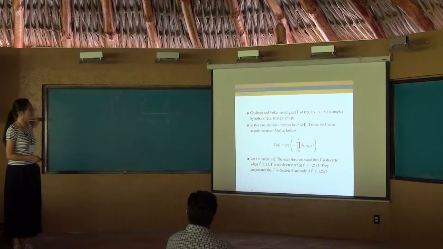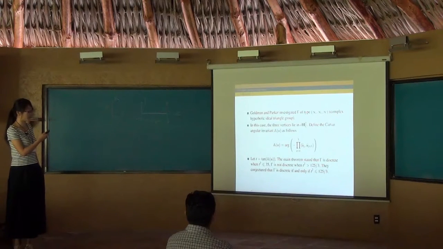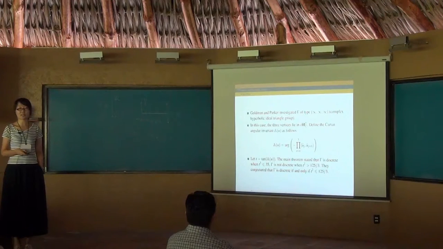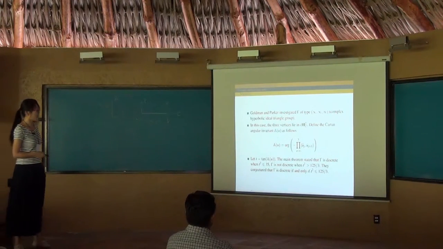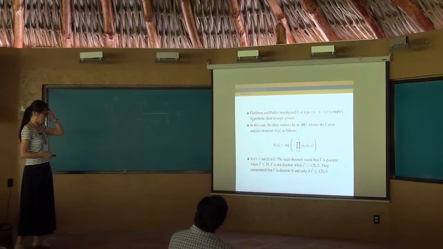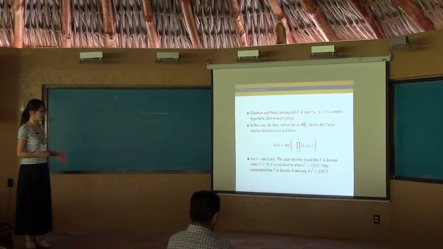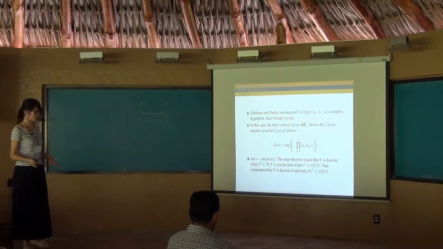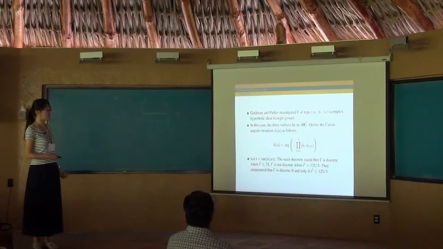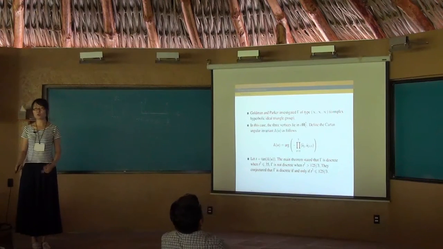And in the complex hyperbolic ideal triangle group, they use the Cartan angular invariant to parameterize this complex hyperbolic ideal triangle group and get the results here. Gamma is discrete when the tangent value of this Cartan angular invariant is no bigger than 35, and gamma is not discrete when T squared is no smaller than 125 over 3. But they conjectured that the necessary condition will also be sufficient.